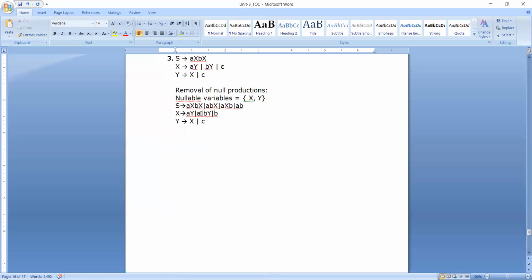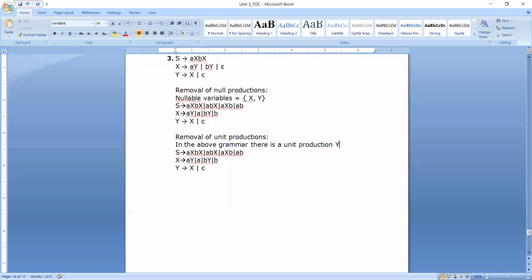So with S we don't have any unit productions available. With X also we don't have any unit productions available, but with Y there is a unit production. Yes. So now let us go ahead and write down removal of unit productions. So this entire thing I'm going to copy as it is. Here I'm writing: in the above grammar there is a unit production.